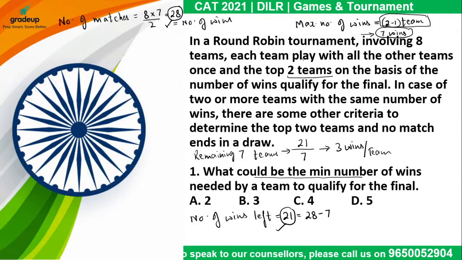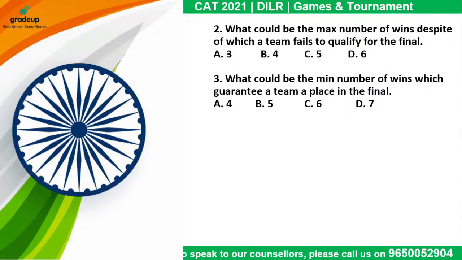Good Tanvi, it is 3. Good Shashwat. Okay, I'm moving to the next question now. Based on this only, there are 2 more questions based on the previous data. Maximum number of wins despite which a team fails to qualify for the finals. Minimum number of wins which guarantee a team a place in the final.